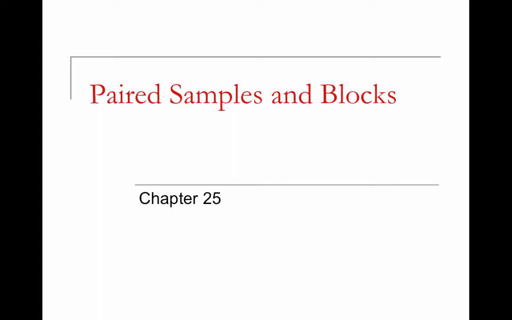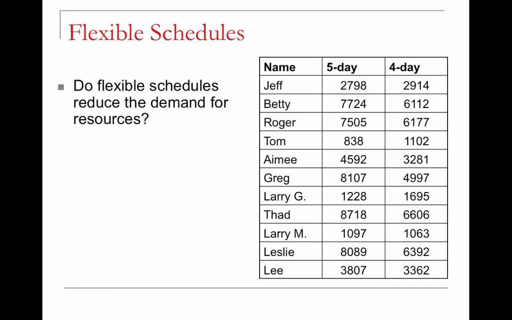We're finishing up Unit 6 today by talking about Chapter 25. So Chapter 25, again, is only going to be one video, and it's mostly examples. But Chapter 25 is about paired samples and blocks. So we're going to look at flexible schedules. This is just a context for an example.